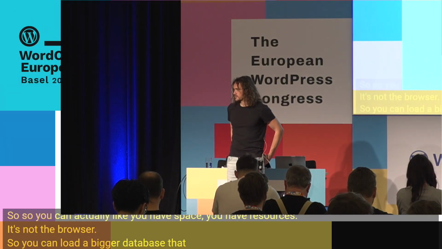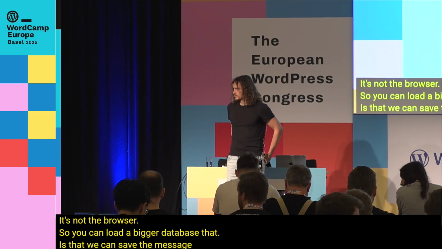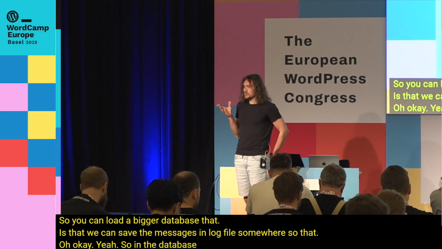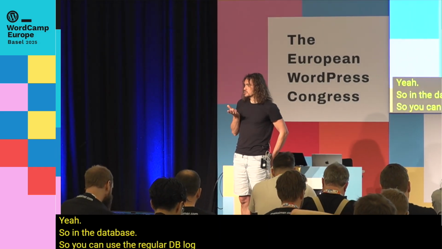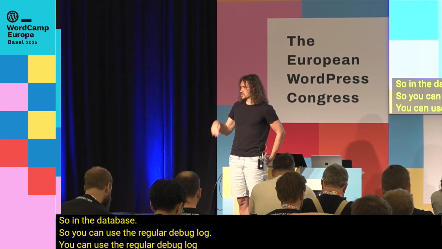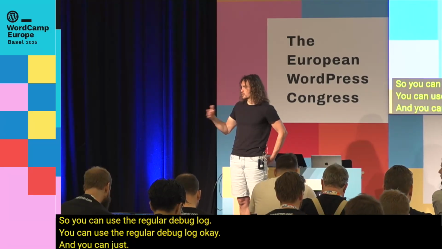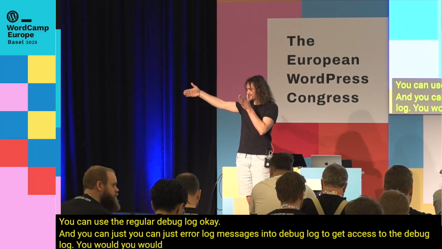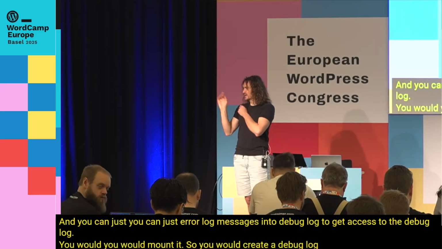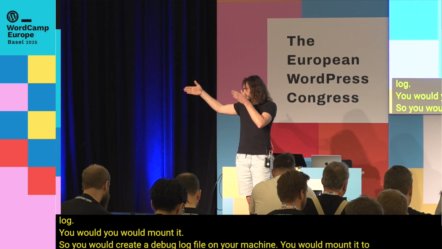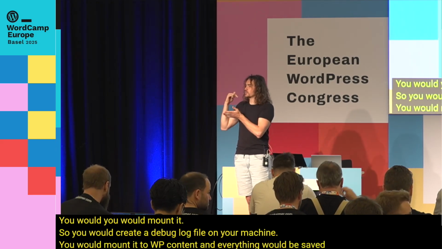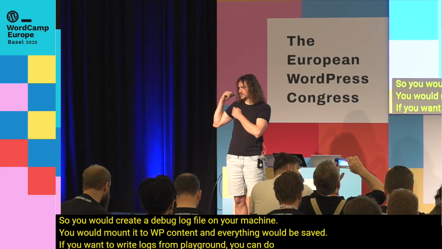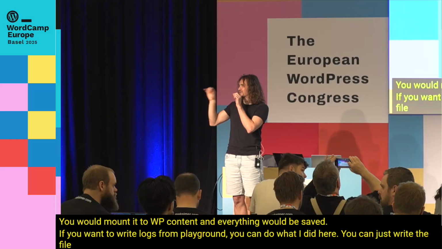My question is whether we can save the messages in a log file somewhere. Oh, okay, so not in the database. You can use the regular debug log, and you can just error log messages into the debug log. To get access to the debug log, you would mount it. You would create a debug log file on your machine, mount it to WP content, and everything would be saved. If you want to write logs from Playground, you can do what I did here: write a file and then just add to that file.